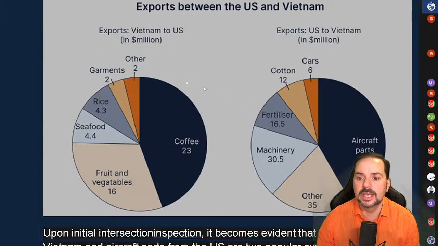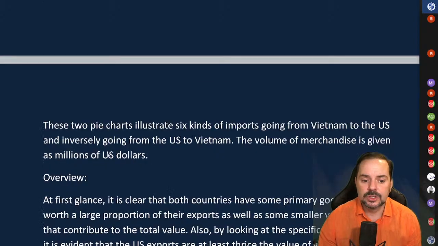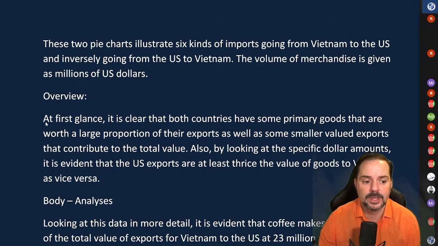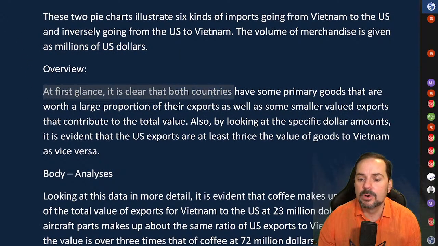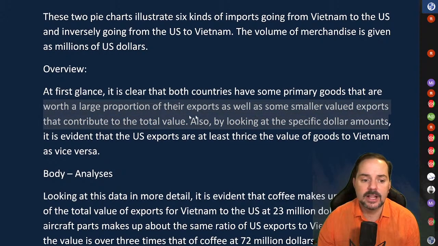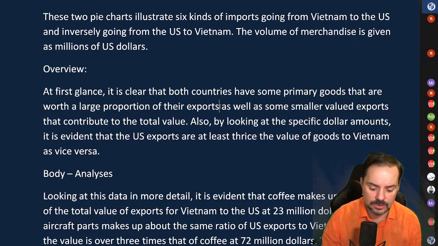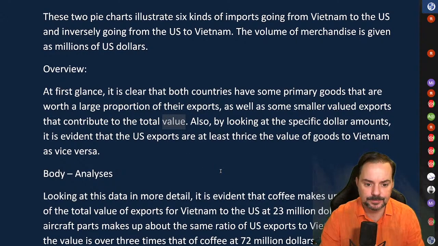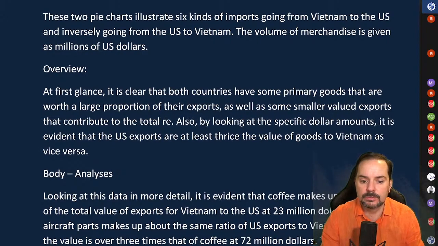So these are the pie charts that we're looking at here. Exports between the US and Vietnam in millions of dollars. We have coffee, aircraft. We have these other components here. So these two pie charts illustrate 6 kinds of imports going from Vietnam to the US and inversely going from the US to Vietnam. The volume of merchandise is given as millions of dollars. At first glance, it is clear that both countries have some primary goods that are worth a large proportion of their exports, as well as some smaller valued exports that contribute to the total value.